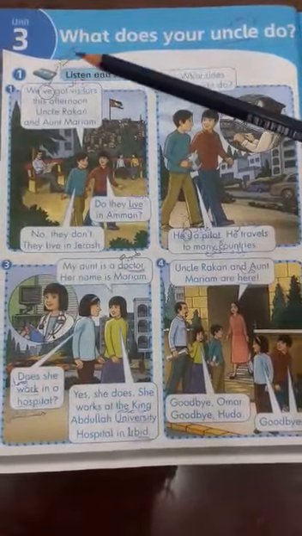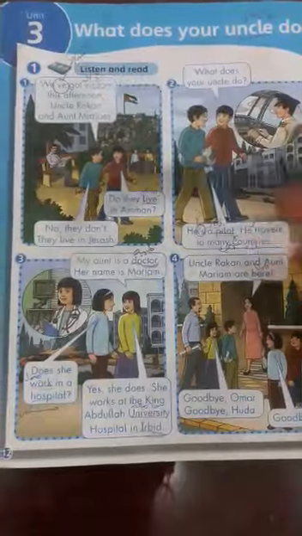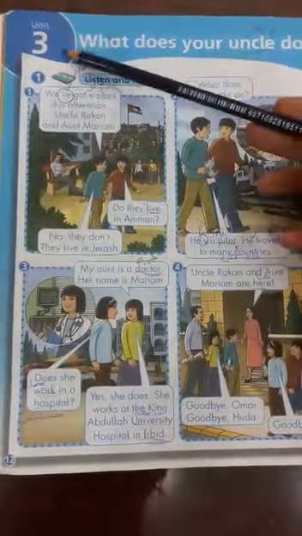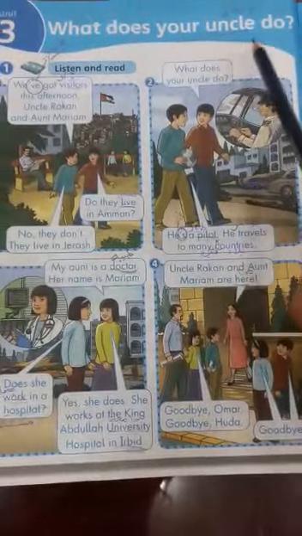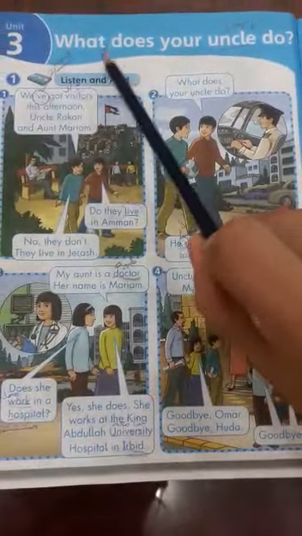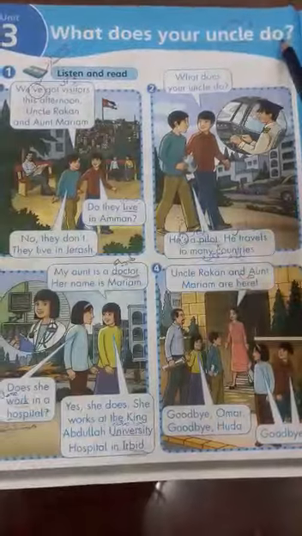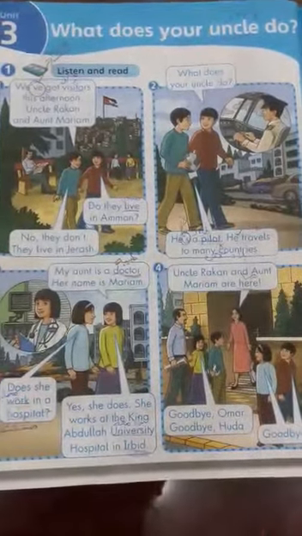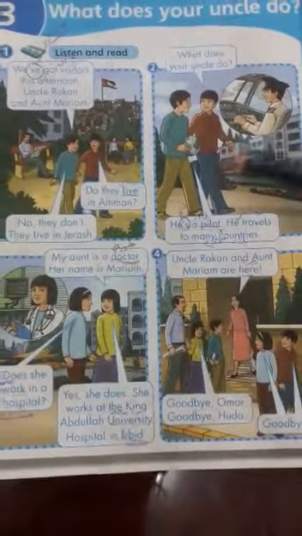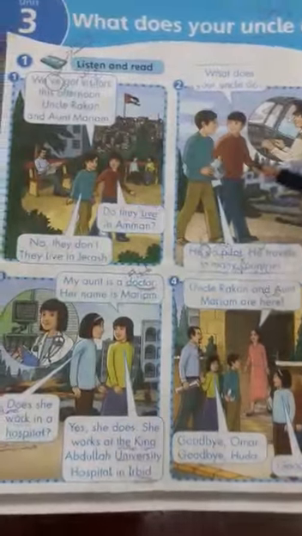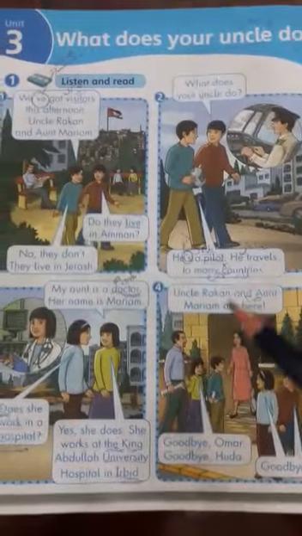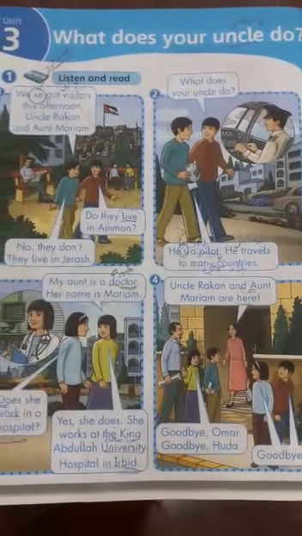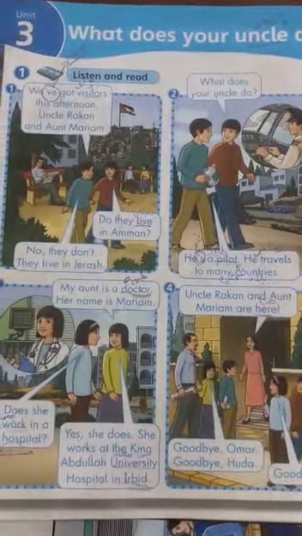Today we want to talk about a new unit, Unit 3, page 12. What is the title of our lesson today? The title is, What Does Your Uncle Do? Look at this page. How many pictures are there? There are four pictures.